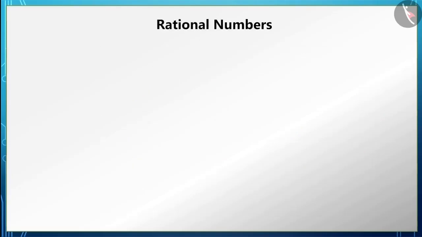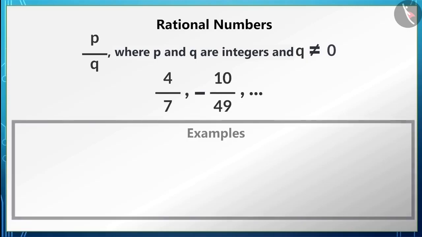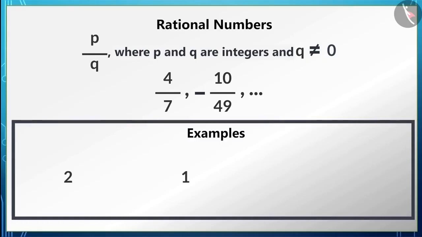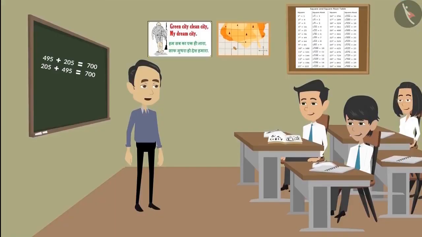Rational numbers are numbers that can be written in the form of p by q, where p and q are integers and q is a non-zero number, such as 4 by 7, minus 10 by 49, etc. We can also write natural numbers, whole numbers, and integers as p by q. Here, we can write 1 as the denominator. So these are also rational numbers.